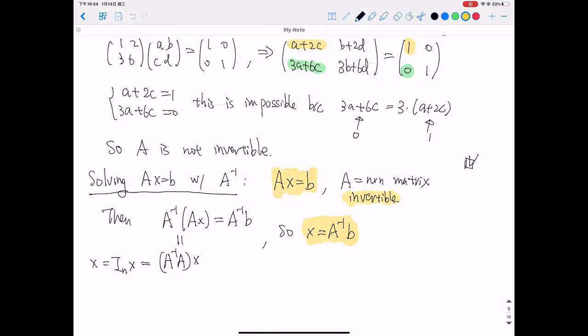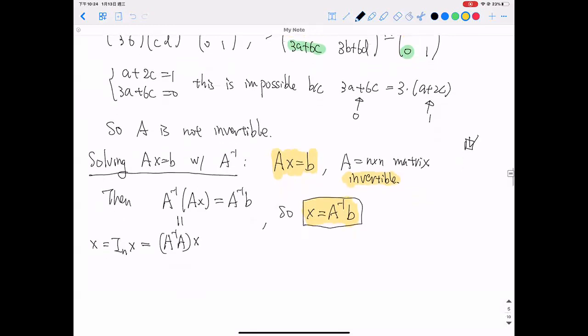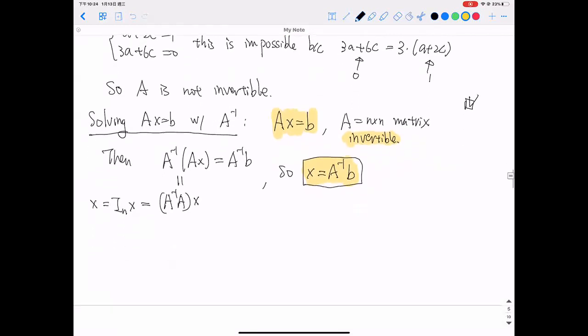So therefore, for the purpose of solving systems like these, you may also want to consider the question of computing A inverse. Okay.